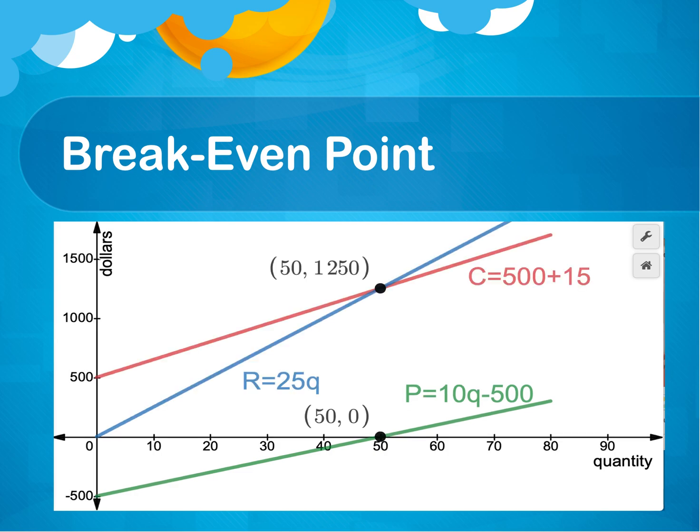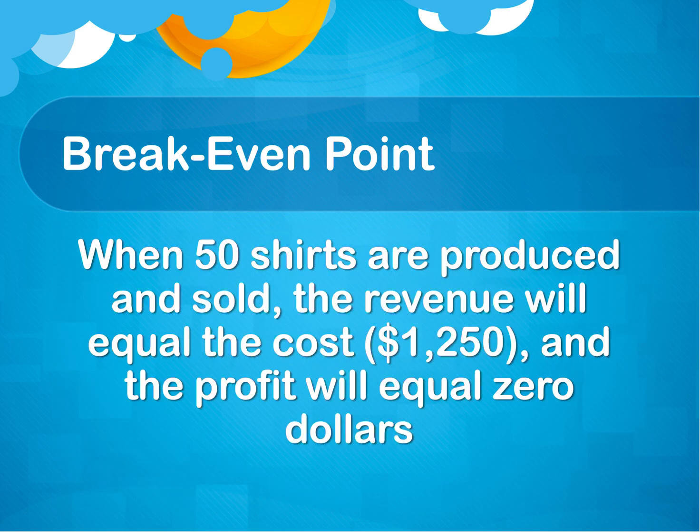And so consider what we had before for the point of intersection with the cost and the revenue. You get the same quantity at which we're going to break even. Also notice that the gap between the blue and the red is the same as the height of the profit function. So when 50 shirts are produced and sold, the revenue will equal the cost at $1,250, and the profit will equal $0.